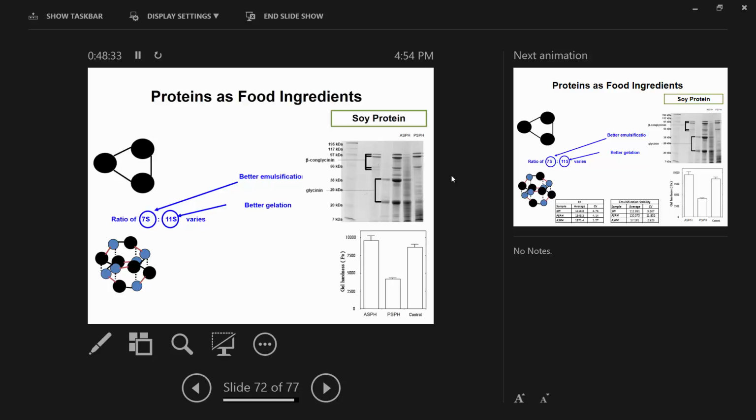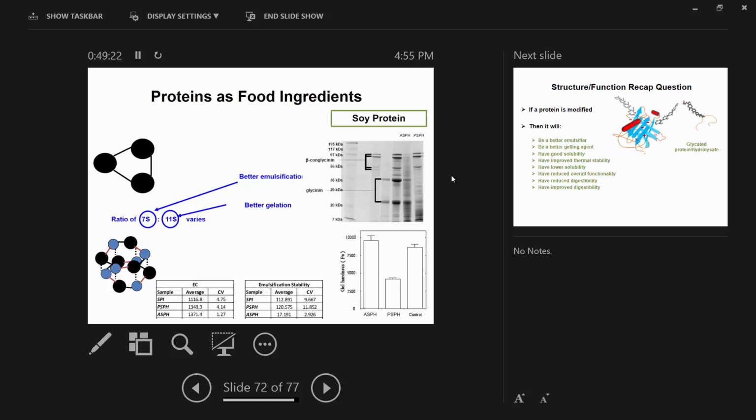If we look at this figure, this is the gelation hardness of the gel. This is the control, that means this is SPI. This is a protein that was hydrolyzed by alcalase. So when you hydrolyze the beta-conglycinin, the gelation power was not really impacted. But when you hydrolyze the glycinin, the gelation strength went down extremely. So breaking down of this component resulted in poor gelation.